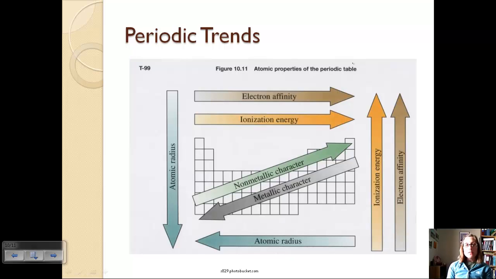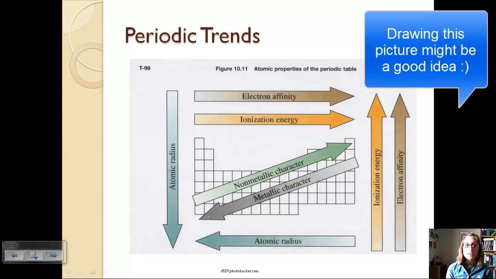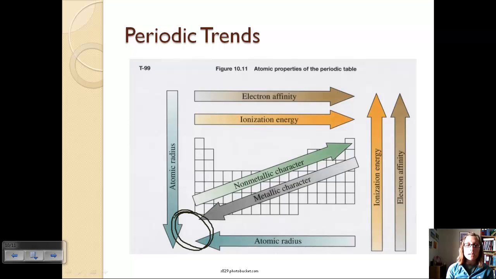Okay, so here's a summary of all the periodic trends that we talked about, as well as the metallic and the non-metallic character. So usually what I do is draw a box representing the periodic table. Big circle down here representing big atomic radius. Tiny circle up here representing super tiny. And if I know where those two are, I can figure out the trend.